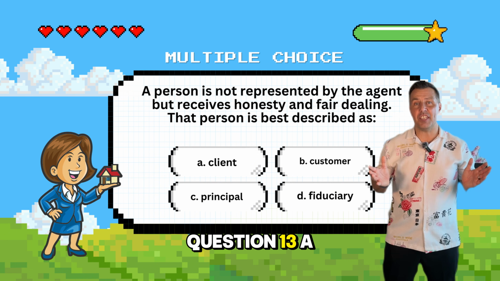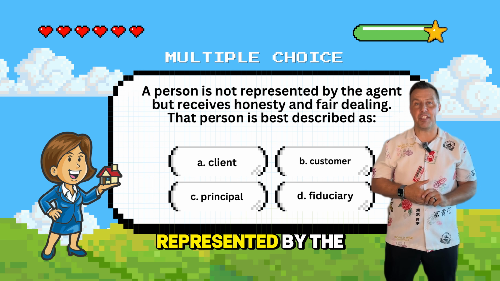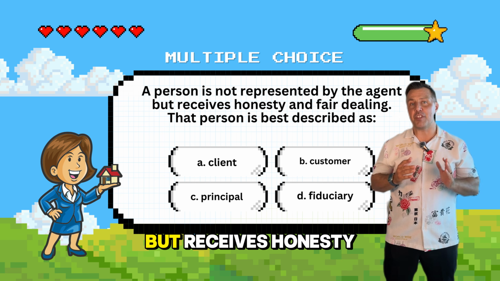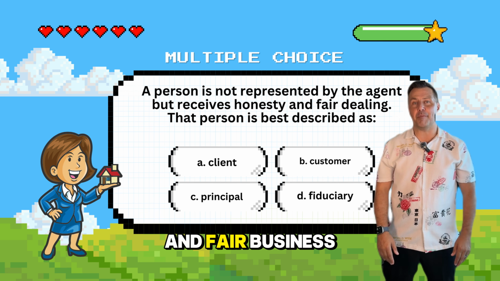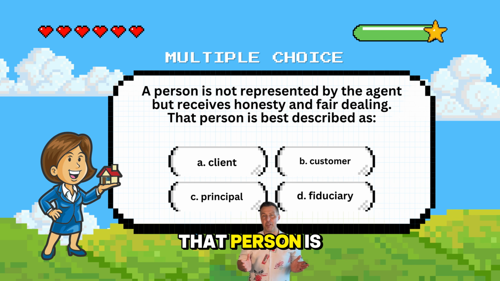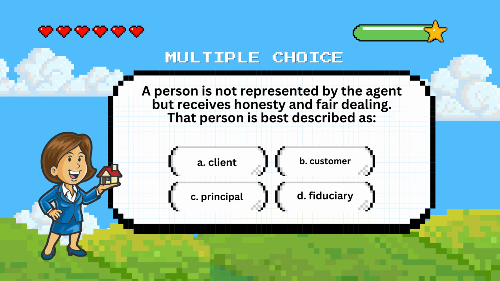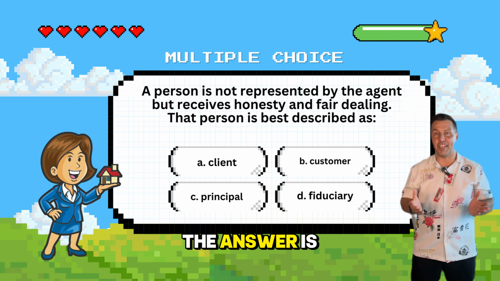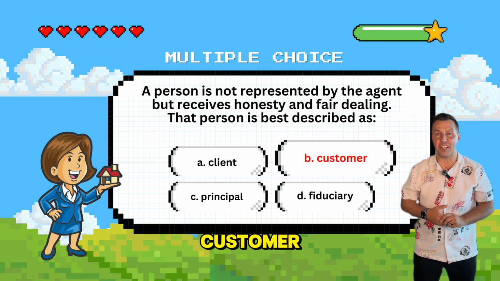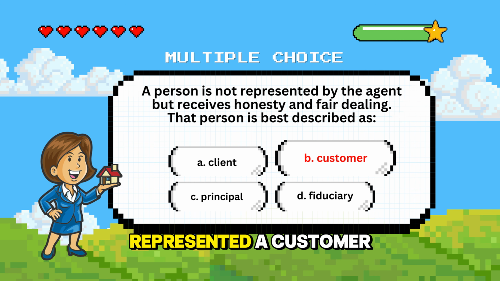Question 13. A person is not represented by the agent but receives honesty and fair business dealings. That person is best described as A. A client, B. A customer, C. The principal, or D. Fiduciary. The answer is B. It's a customer. A client is represented. A customer is not represented but must still be treated honestly.